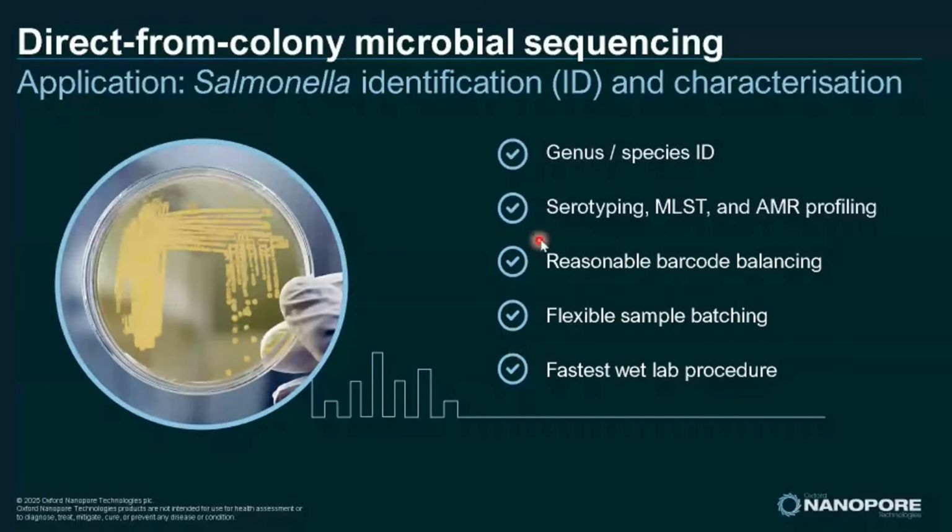Okay, so the information we're able to obtain from this sequencing using the direct from colony sequencing, we'll be able to know the identity, genus and species of the Salmonella, the serotyping, the multi-locus sequence typing of the Salmonella, as well as the antimicrobial resistance profiling. Okay.